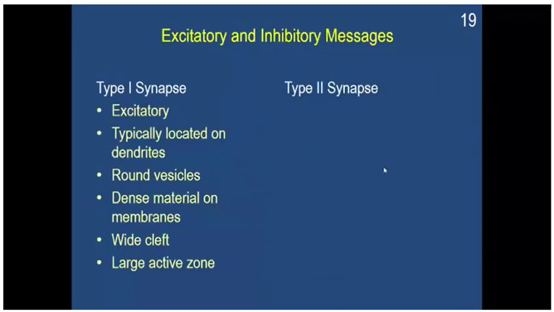All right, so as I mentioned, there are 2 types of synapses. There's the excitatory and there's the inhibitory. Type 1 is considered the excitatory, and this is typically associated with dendrites, and the vesicles are round, so we're talking about the actual shape of the vesicles. The material is very dense. It's a wide cleft, meaning there are a lot of potential connections that can occur, allowing for a large active zone.